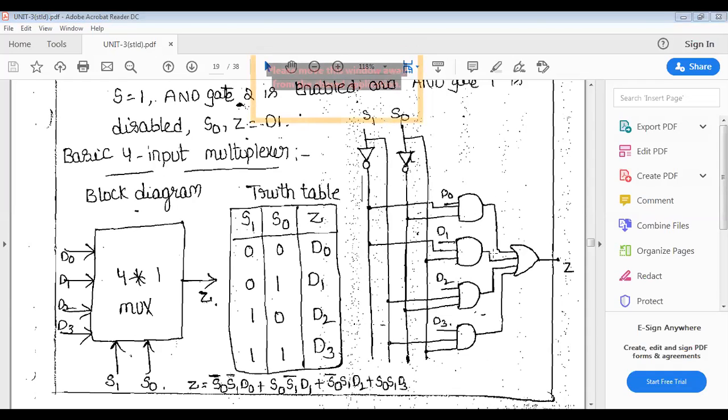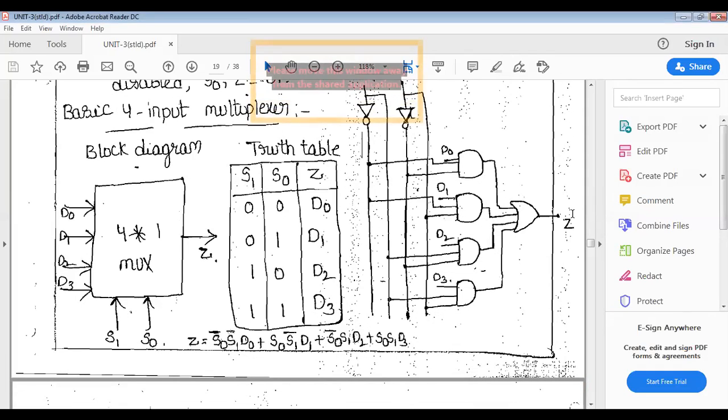Okay. Then all the outputs of the 4 AND gates are connected to the OR gate, because all the product terms are added here. So that is Z. Z is equal to S0 bar S1 bar D0 plus S0 S1 bar D1 plus S0 bar S1 D2 plus S0 S1 D3. Okay, the logical diagram we get from the Boolean function. That Boolean function we get from the truth table. And the truth table we get from the block diagram of the 4x1 multiplexer.